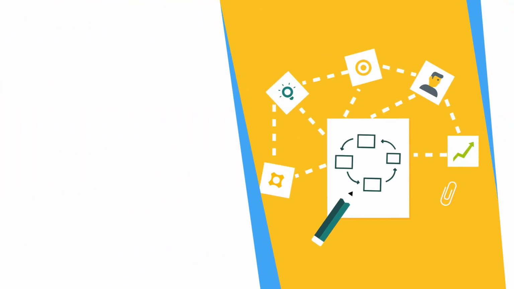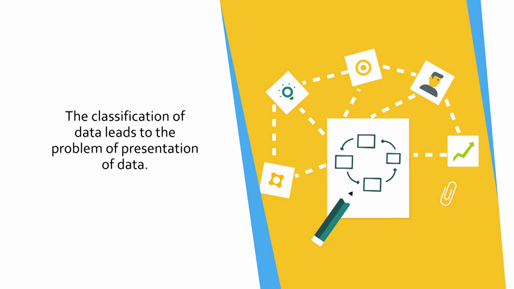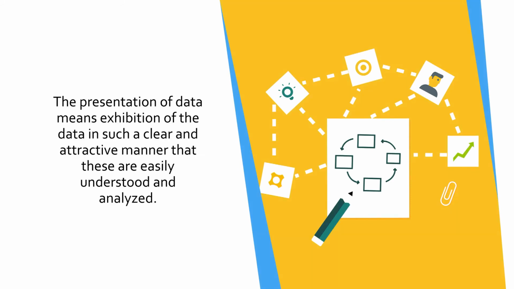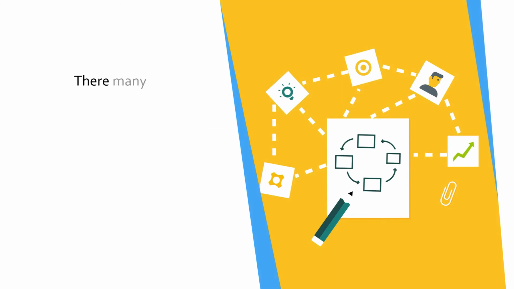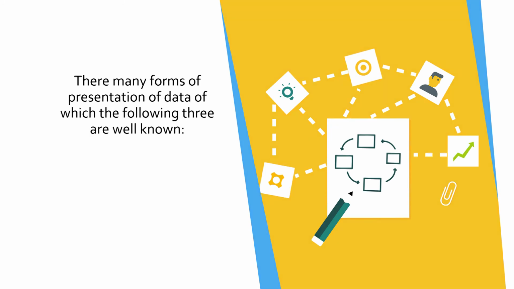So what we observe is that the classification of data leads to the problem of presentation of data, and the presentation of data means exhibition of the data in such a clear and attractive manner that it is easily understood and analyzed. There are many forms of presentation of data, of which the following are well known: textual presentation, tabular presentation, and diagrammatic presentation of data.